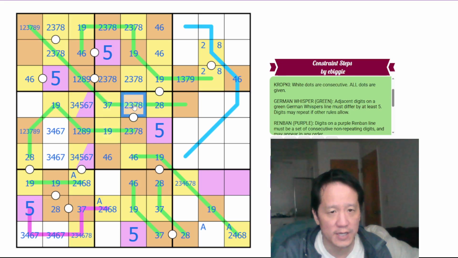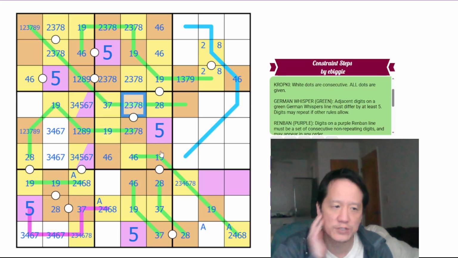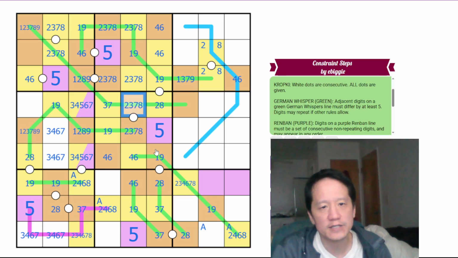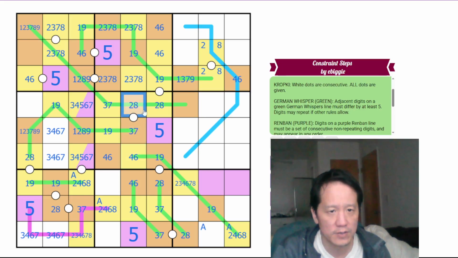Yellow 3, 7 cannot be next to orange 3, 7 because 3 and 7 can never be next to each other on a German whisper line. So this is the orange 2, 8, which makes this the yellow 3, 7. This cannot be 3 and 7 then because it's either yellow 3, 7 or one of those.